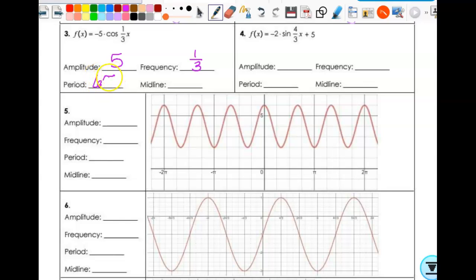6 pi. Good. Because your period is equal to 2 pi divided by 1/3, which is the same thing as 2 pi divided by 3/1. You have to know how to handle fractions. Then your midline is y equals what? 0. Very good. Any questions on that? All right, you do number 4.